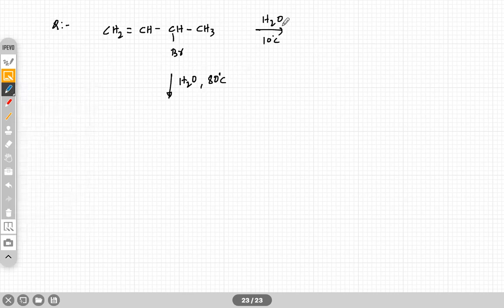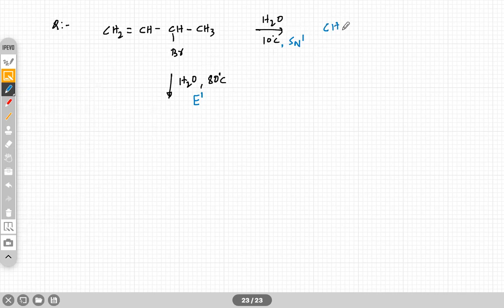Okay. So first of all, it is SN1 because it is 10 degrees. SN1 at low temperature. At high temperature it is E1. So first of all, you should know this. E1 or SN1, so what happens? Both form a carbocation first.